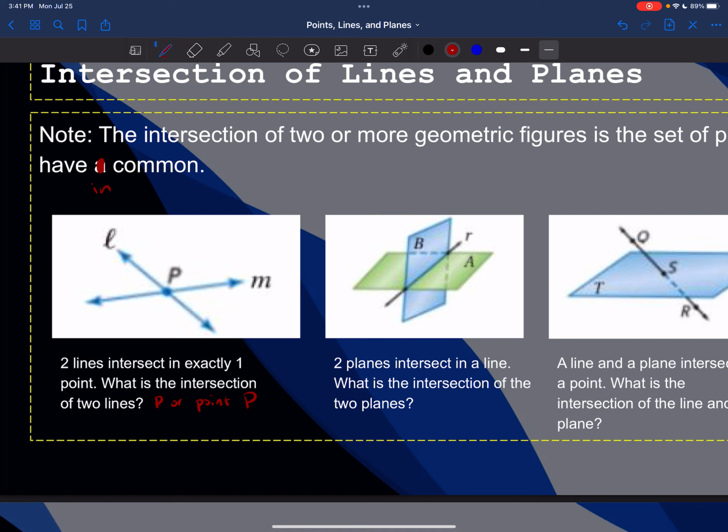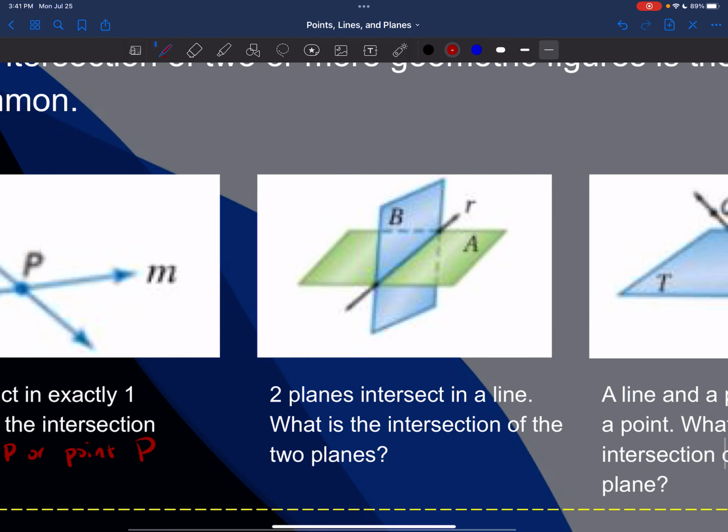Next thing, we have 2 planes that intersect in a line. What is the intersection of the 2 planes? So, yep, we have those 2 planes over here where they intersect at a particular line. We see that we have plane B and also plane A, and they meet at a certain line right over here. This line, with that lowercase letter, is where the intersection happens. It happens at line R. Okay?